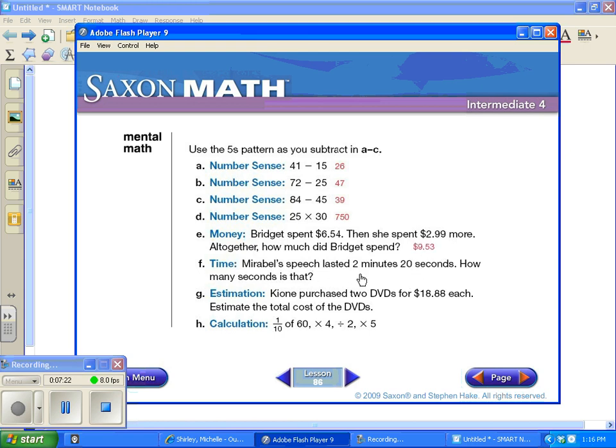Mirabelle's speech lasted 2 minutes 20 seconds. How many seconds is that? Each minute is 60 seconds, and you've got 2 sets of that. So that's 120 seconds, right? Plus 20 more, 140 seconds.